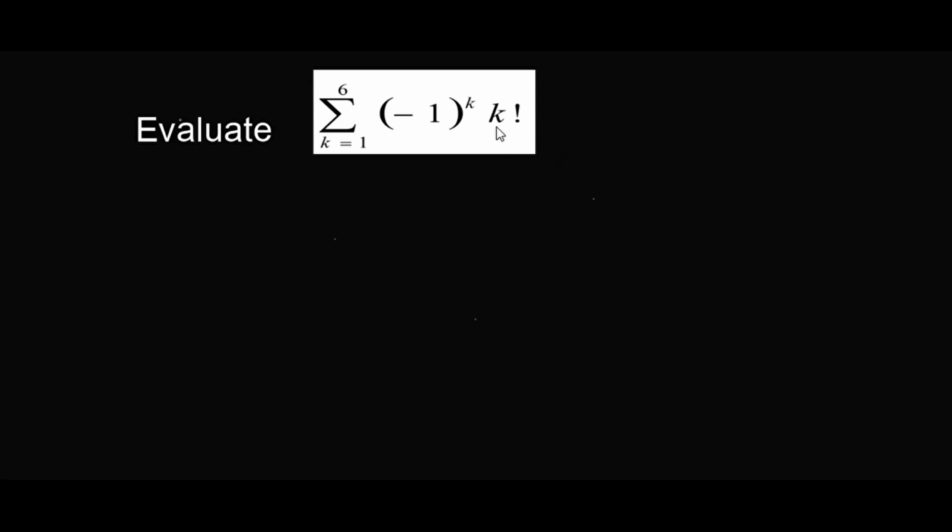But we need to understand what k factorial means. If you say k factorial, it means you are taking k multiplied by k minus 1 multiplied by k minus 2 down to 1. That's what k factorial means.